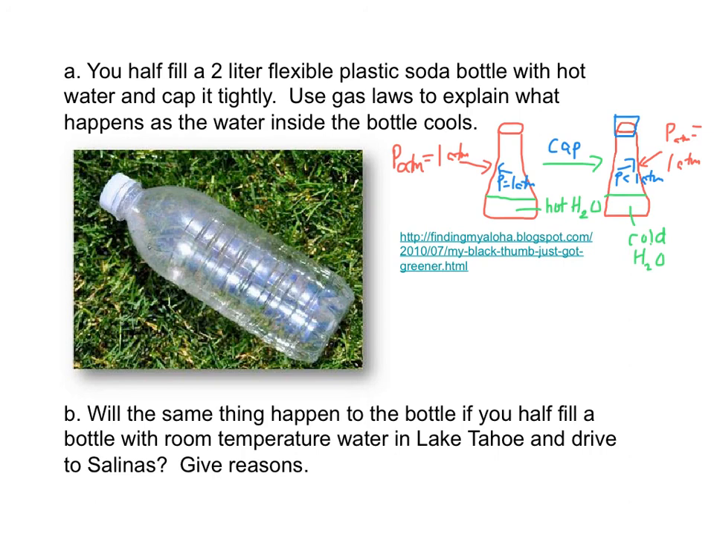The water starts to cool. As the temperature of the water drops, the temperature of the air in the bottle drops. This causes the pressure to drop below 1 atmosphere. The bottle collapses, that is, the volume decreases until the pressure inside the bottle equals the pressure outside the bottle. Same thing happens in part B.